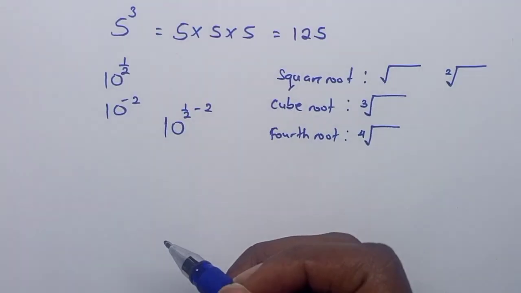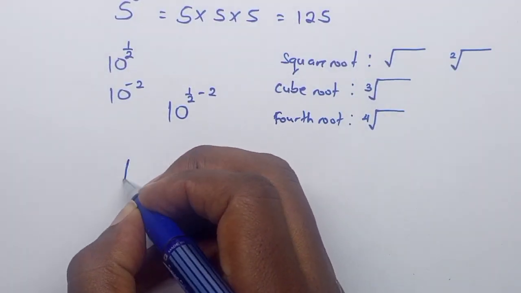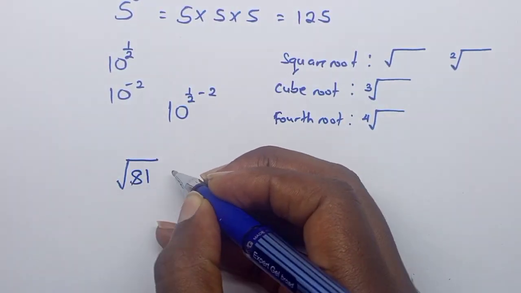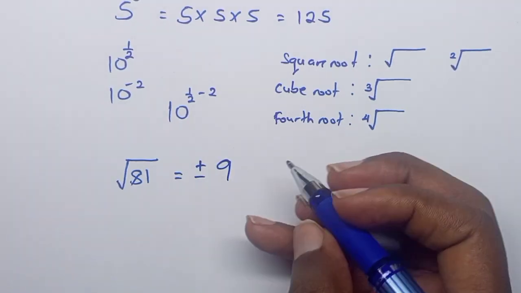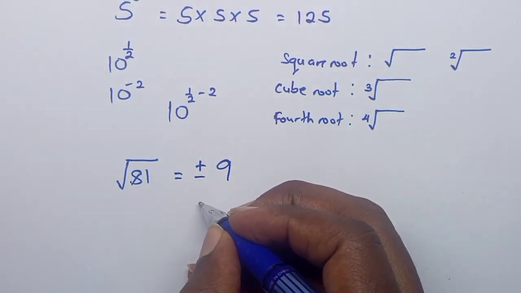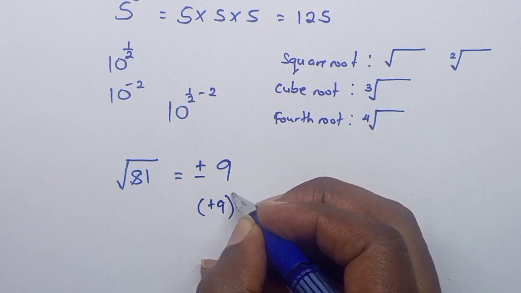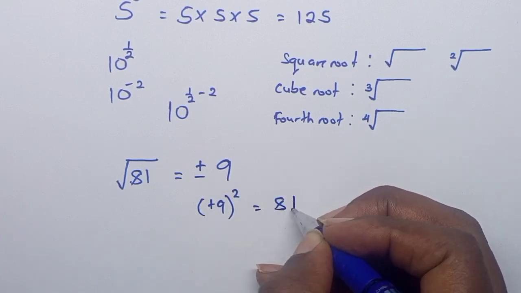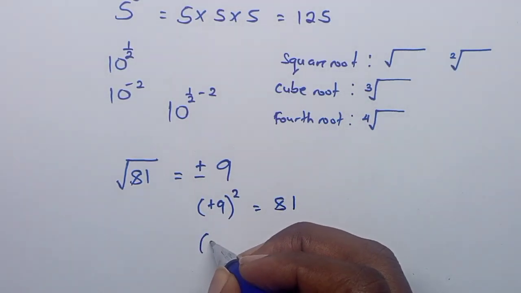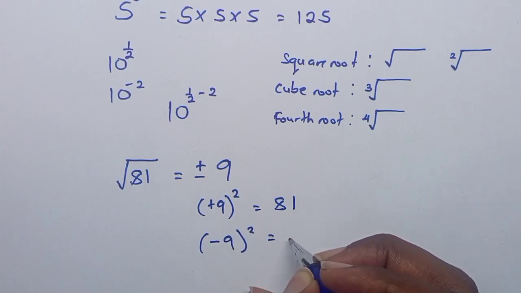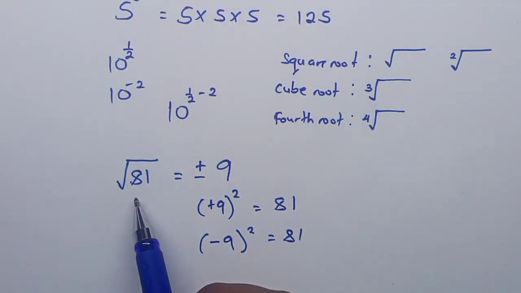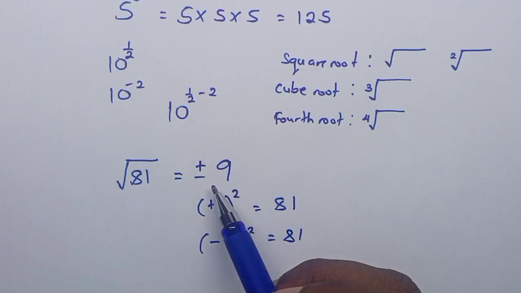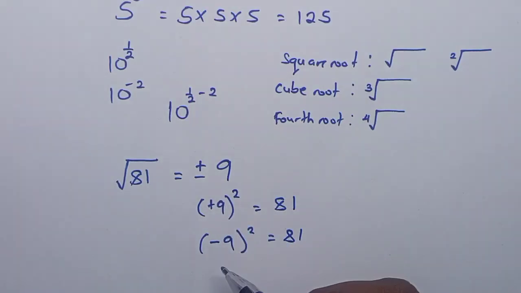Now let's look at how to write a root. Let's say we have root of 81. This equals plus or minus 9. Why? The reason is because positive 9 squared gives us 81. Also, negative 9 squared gives us also 81. So a square root of a number gives us a positive and a negative value.